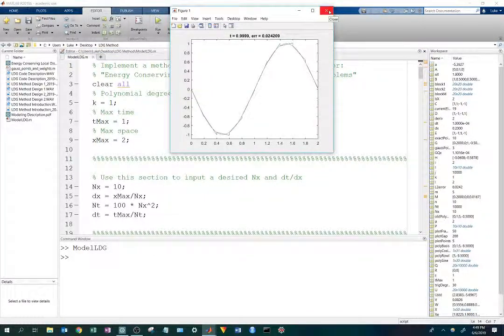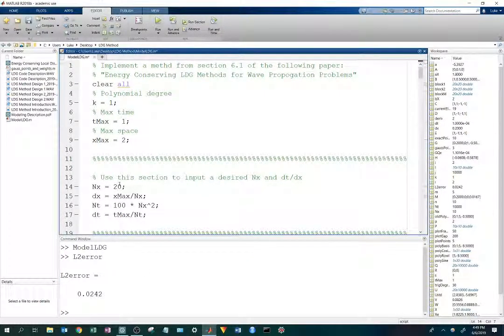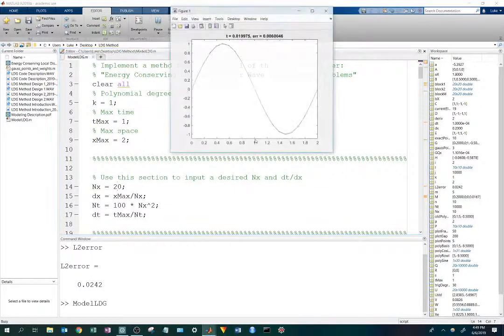Okay, and so again, let's look at the L2 error. Why is the sound on this computer? Oh well, let's just hope that no sound's ever happening again. Okay, so we got that. Now let's try it again for 20. See, it's very close still.